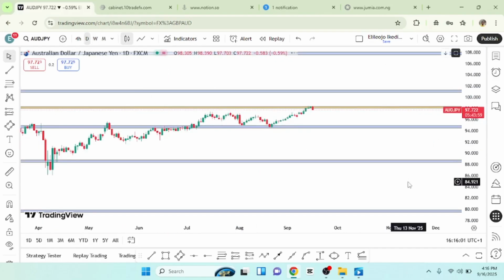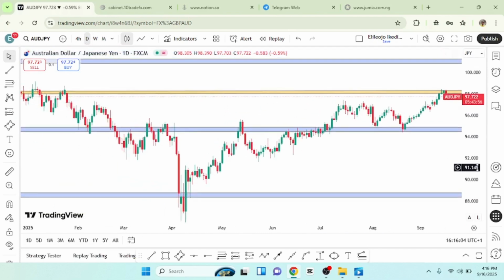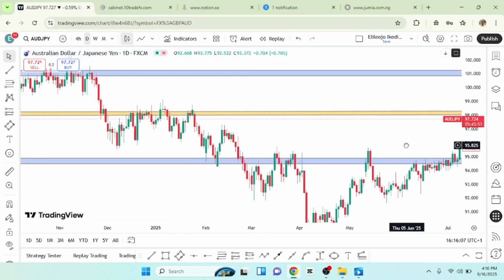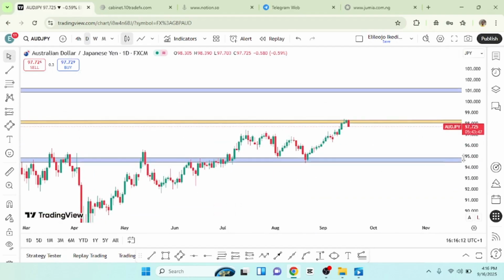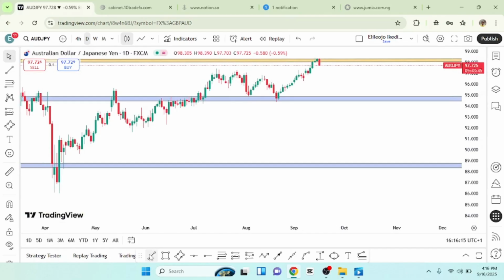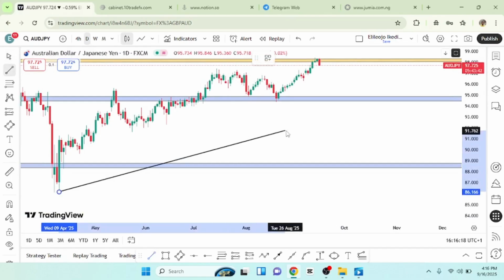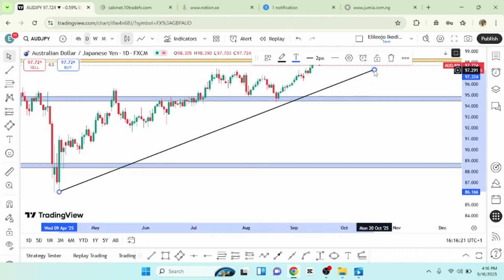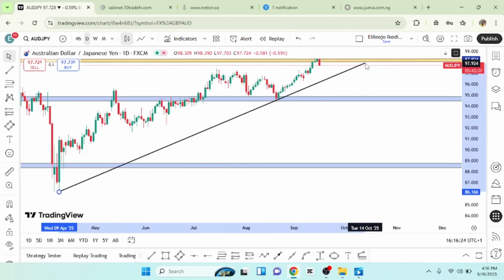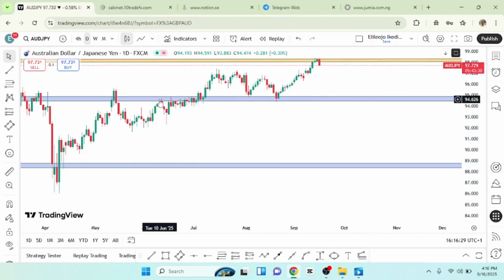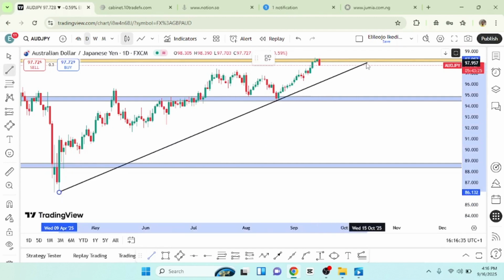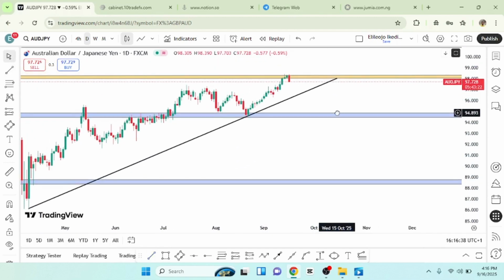Now let me scale down to the daily time frame to see what we have. Can you see this? This is a sweet sell setup that we have on AEDJPY. Funny enough, I was actually waiting for price to give me a clear direction, if it was going to head higher or head lower. Now price is giving me a confirmation that it actually wants to head lower. I have this trend line going. It's actually a sweet sell into this trend line.